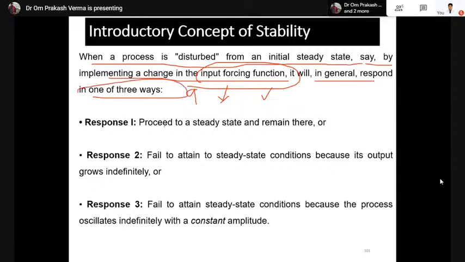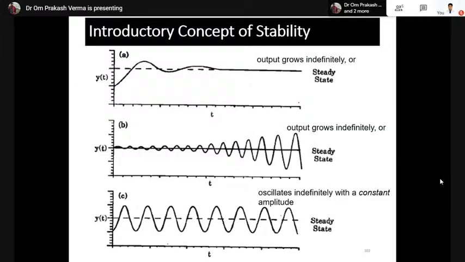First, the steady state remains there. Okay. Second, it will go like this one. It means it is the overdamped system. Okay. And third, it is sustained. It has some sustained oscillation. Okay. So, what do you think about the stability of these three terms?